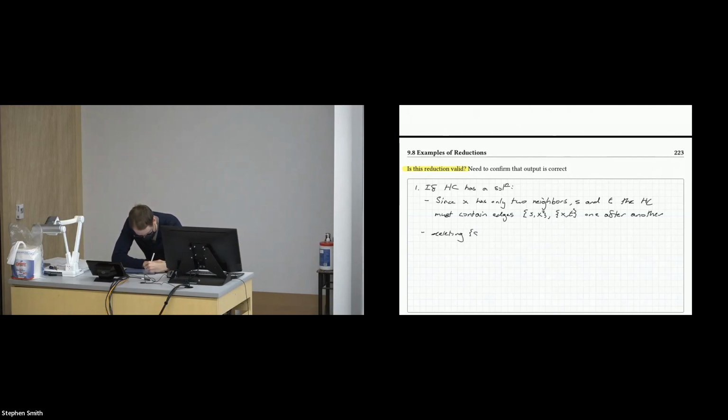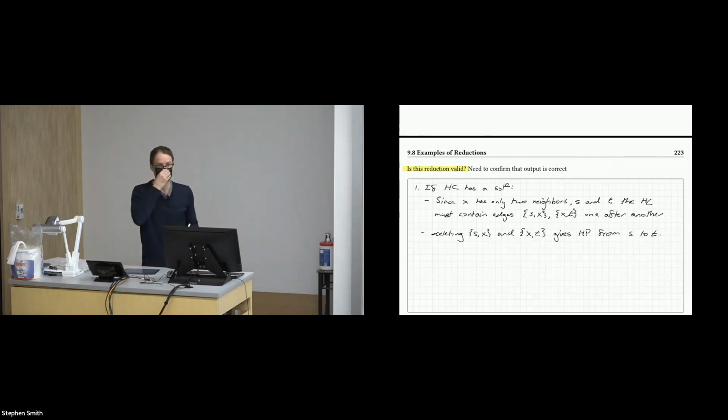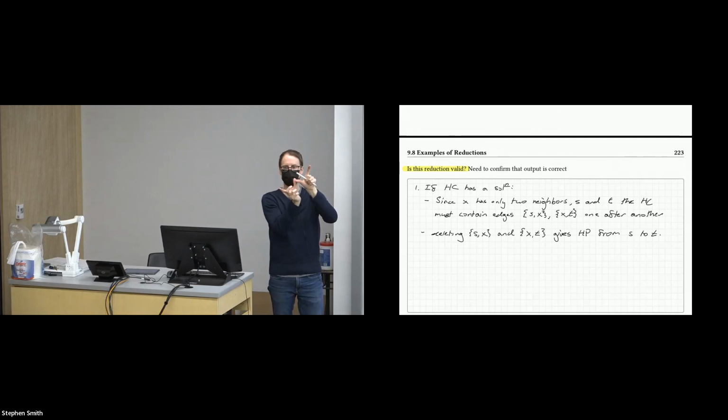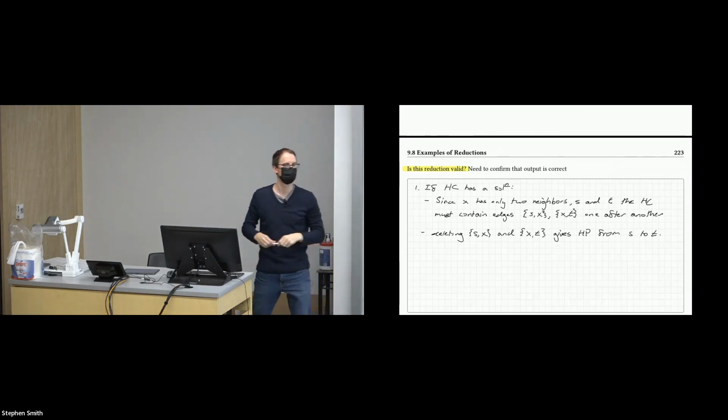Deleting those two edges, SX and XT, gives a Hamiltonian path from S to T. Right, because it was a cycle. I deleted two edges that appear one after another in that cycle. So I've just broken that connection between S and T, and also taken X out. And so now what's left must be the path that takes me between S and T.